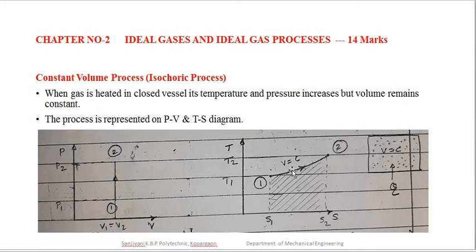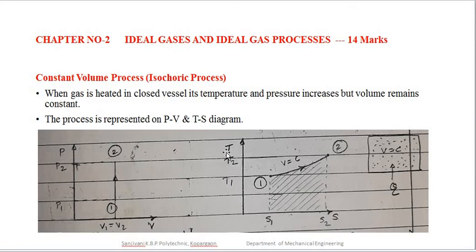Now these two state points we are going to plot on the property diagrams, the PV diagram and the TS diagram. What is the PV diagram? The PV diagram is the pressure versus volume diagram, and the TS diagram is the temperature versus entropy diagram. In this figure on the screen we can see the PV diagram and the TS diagram. Pressure is marked on the y-axis of the PV diagram and volume on the x-axis. Similarly, on the TS diagram we have temperature on the y-axis and entropy on the x-axis.